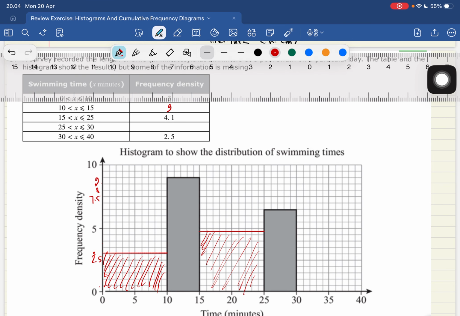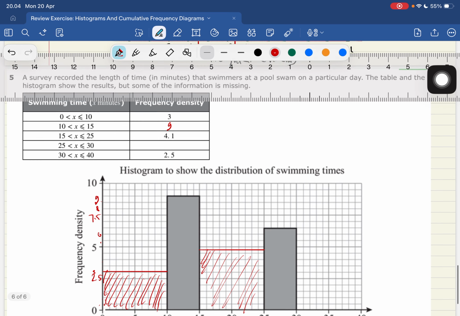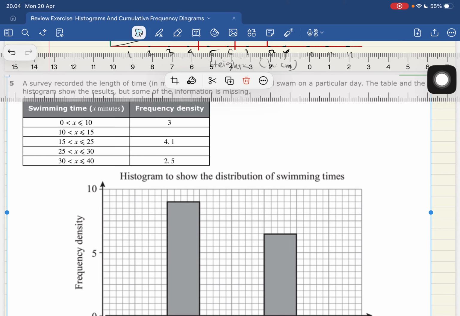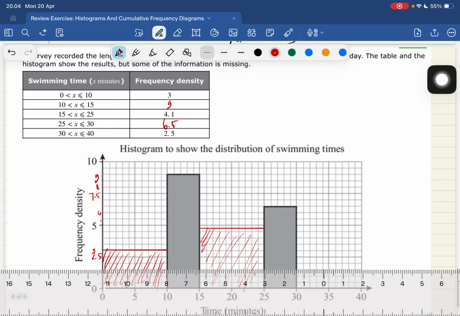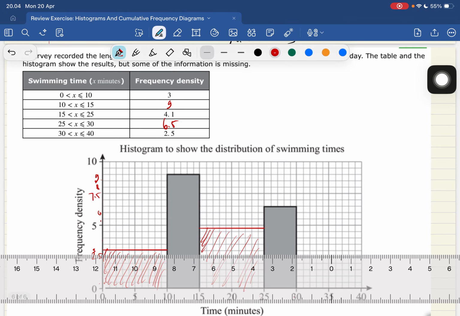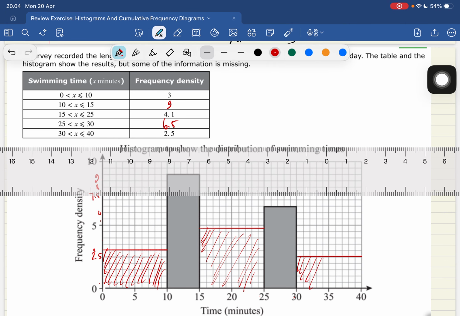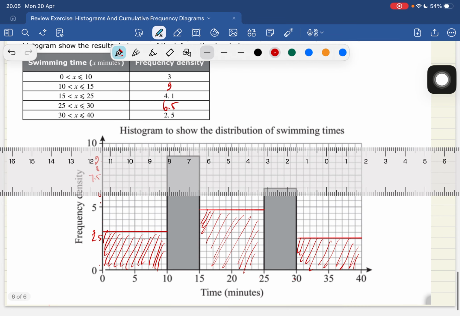Okay, last 25 to 30, the frequency density, this is 5, 5.5, 6, here is 6.5. We need 2.5, so here it is, 2.5 line from 30 to 40. Okay, we draw it. Yeah, there it is for the review exercise. Thank you.